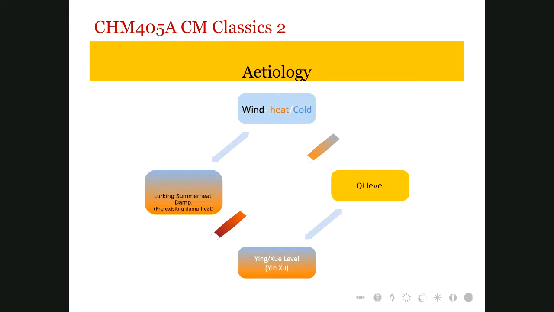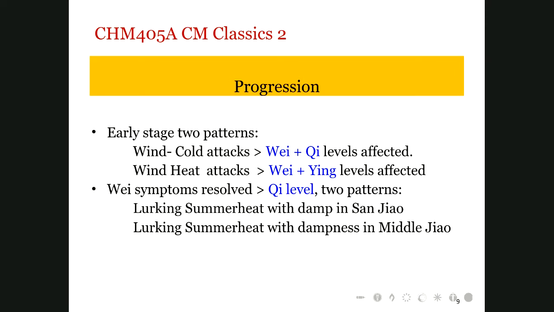We know people who have a pre-existing yang deficiency are very easily affected by what? Wind cold. If you have existing heat or yang inside, you are easily affected by heat. So this is something: if you have a warm nature, you are easily invaded by the heat pathogen. If you have a cold constitution, you are very easily affected by cold pathogens. So you find similarities and bring great synergies together.